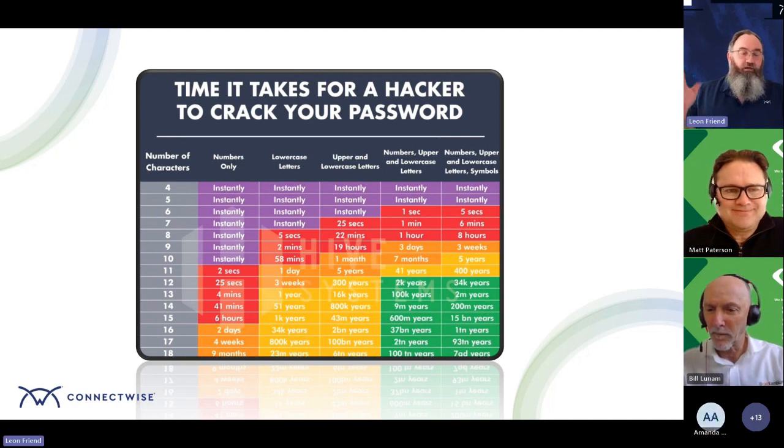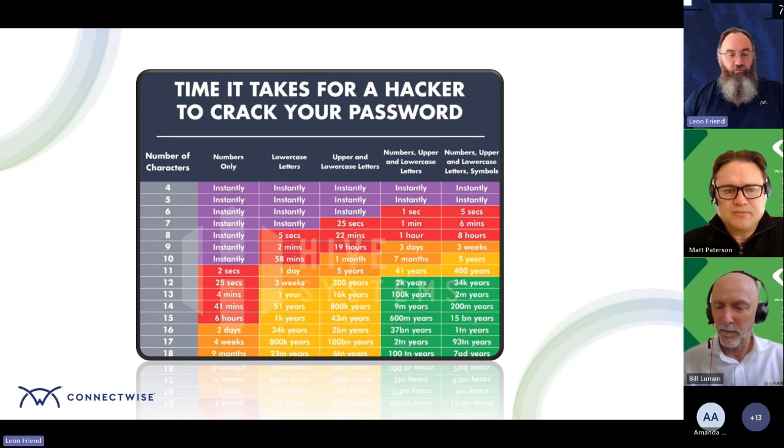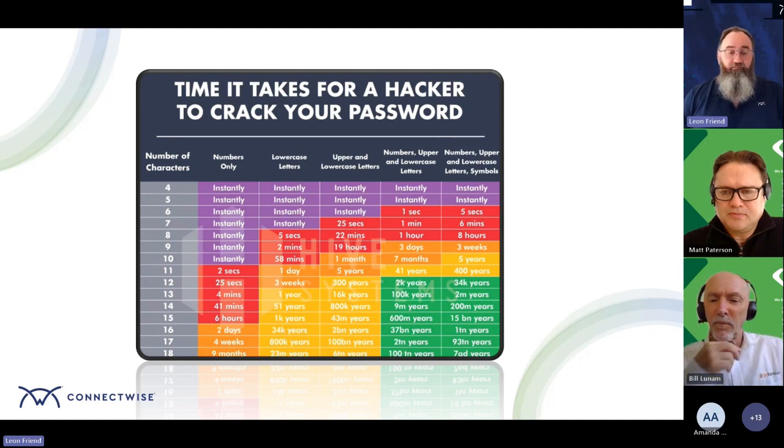So here, if I use the 3 words, and I assume my 3 words are probably on average 4 digits, so that gets me up to 12, right? 4, 8, 12. Then if I mix in some uppercase and lowercase, all of a sudden it's going to take someone using current hardware 300 years to crack my password. So you can see how it's not hard to make it harder for them to crack.